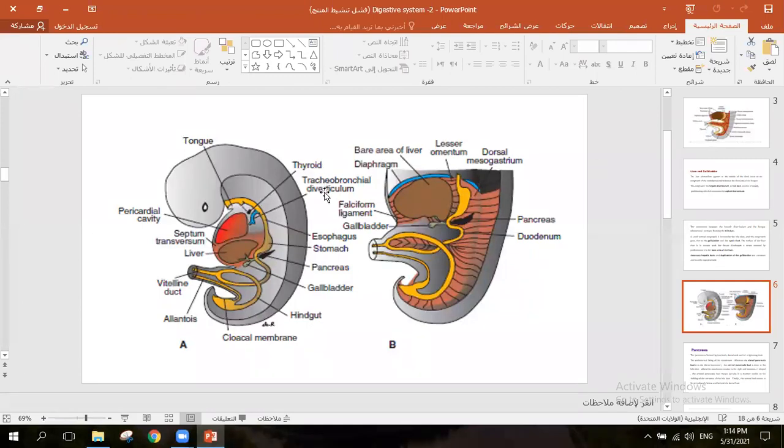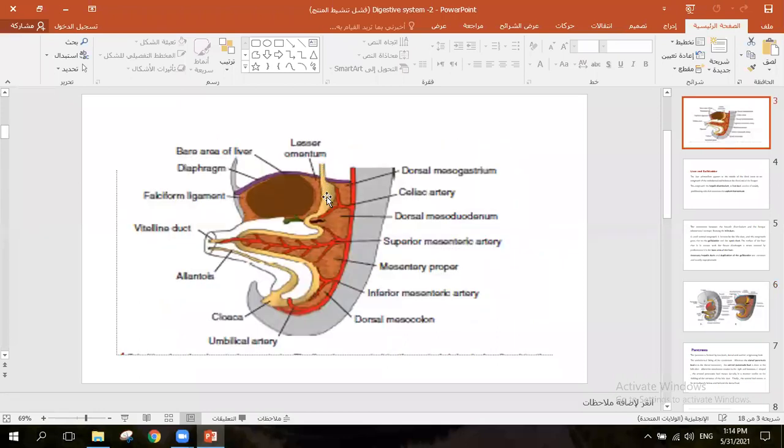We are talking about this picture. Here the terminal part of the foregut and part of the cephalic part of the midgut will form the duodenum. With the rotation of the stomach, the duodenum will take the C shape. The stomach is supplied by the celiac artery. The midgut will be supplied by the superior mesenteric artery. The duodenum will be supplied by branches of both arteries.